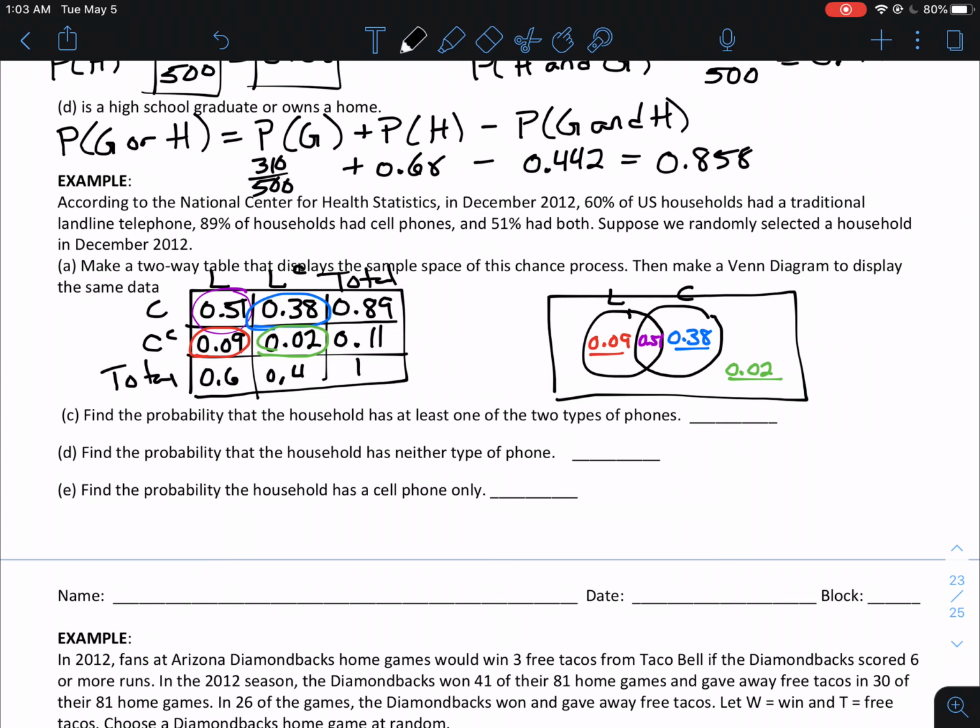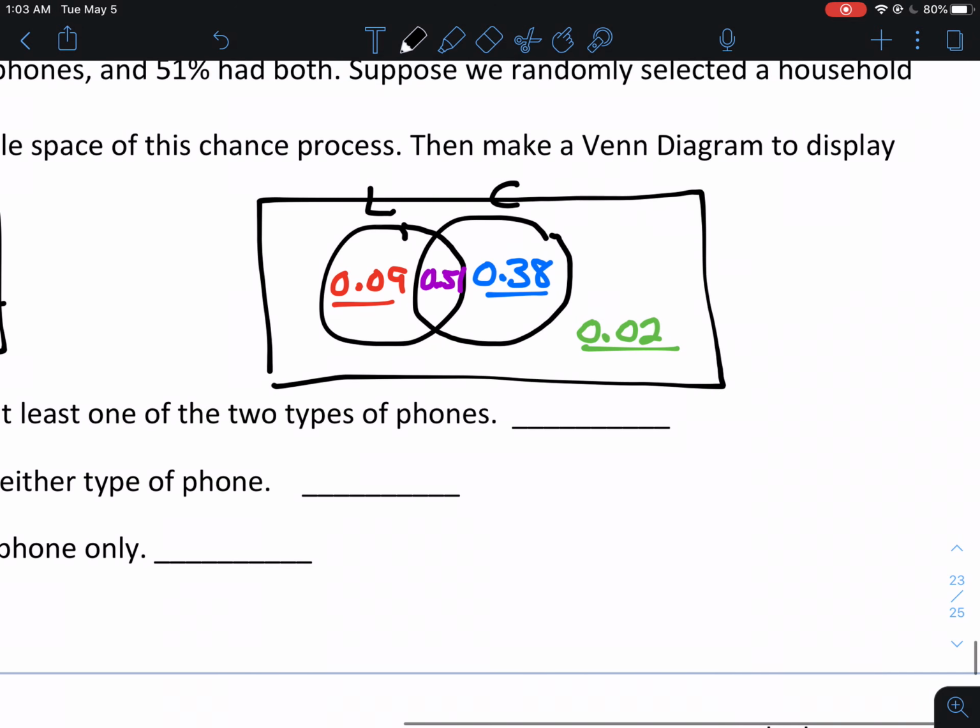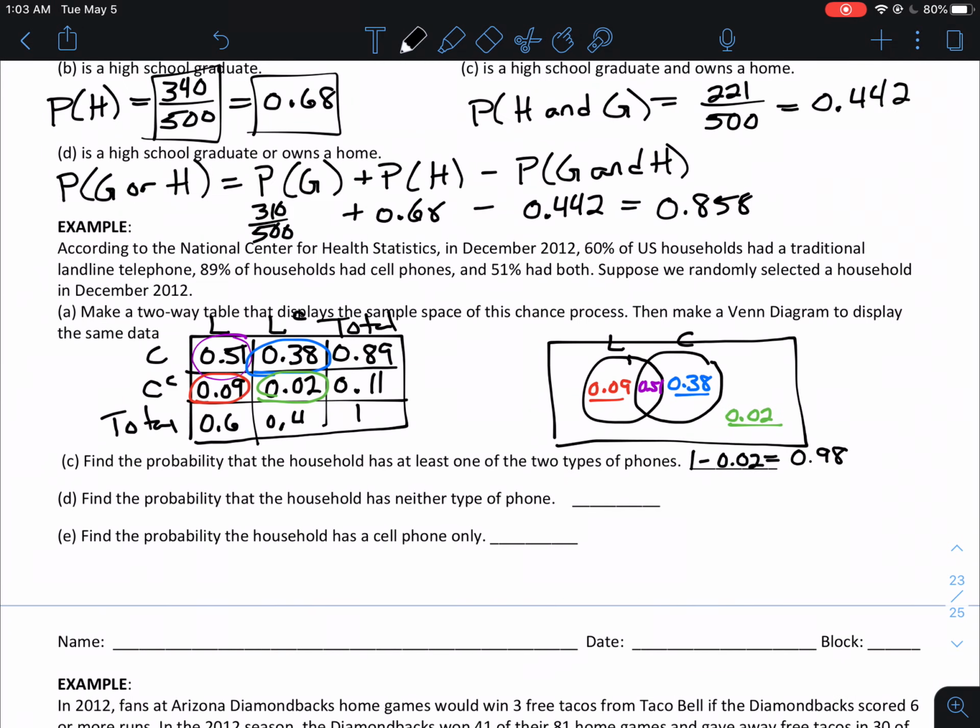Let's find the probability that the household has at least one of the two types of phones. Well, we can do that a few different ways. Probably the easiest way is to use the complement rule. Let's just find 1 minus the probability that they don't have either of the two types of phones. And 1 minus 0.02 is 0.98. The other thing you could do is just add everything else up, and you should get the same answer.